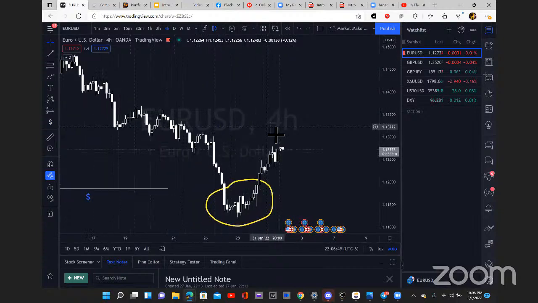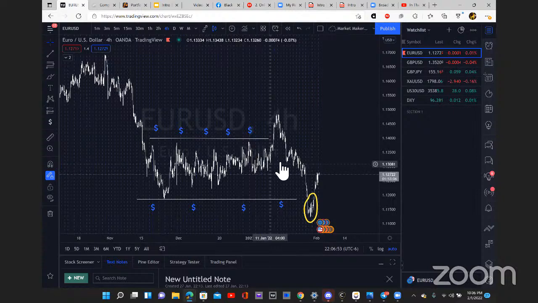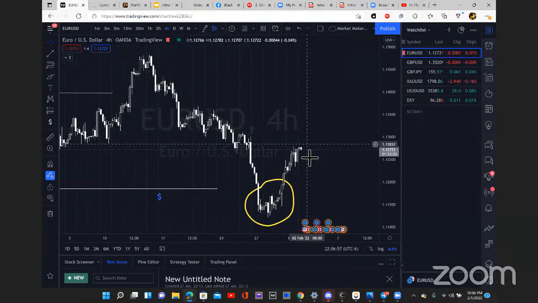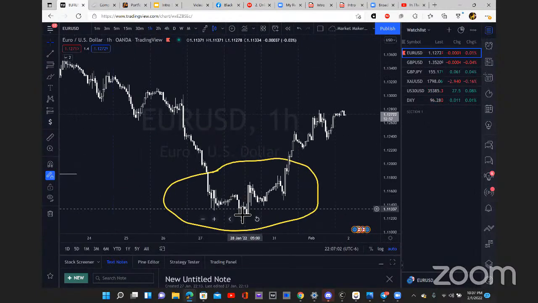And watch this. Now, first of all, look at this. See this pattern? See this pattern? Now watch something. Watch when I go down to the 1 hour. It looks familiar. Does this look familiar? Taking liquidity here, consolidation, take it here, hit, boom.